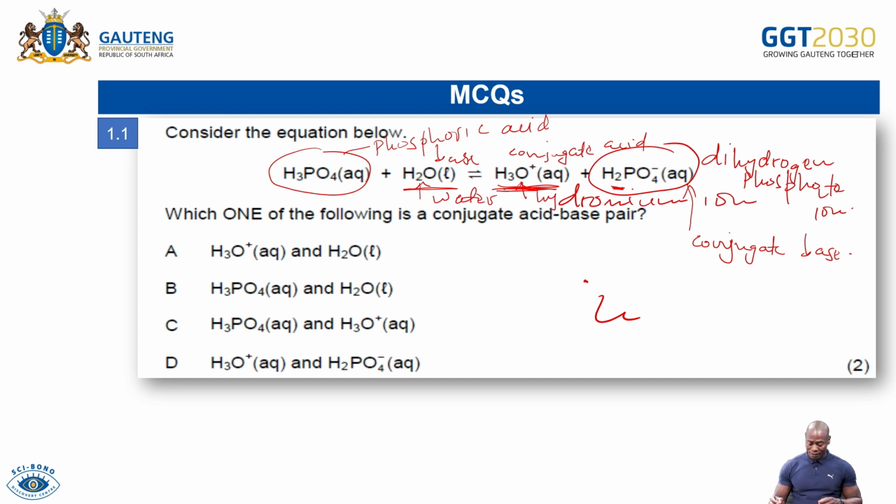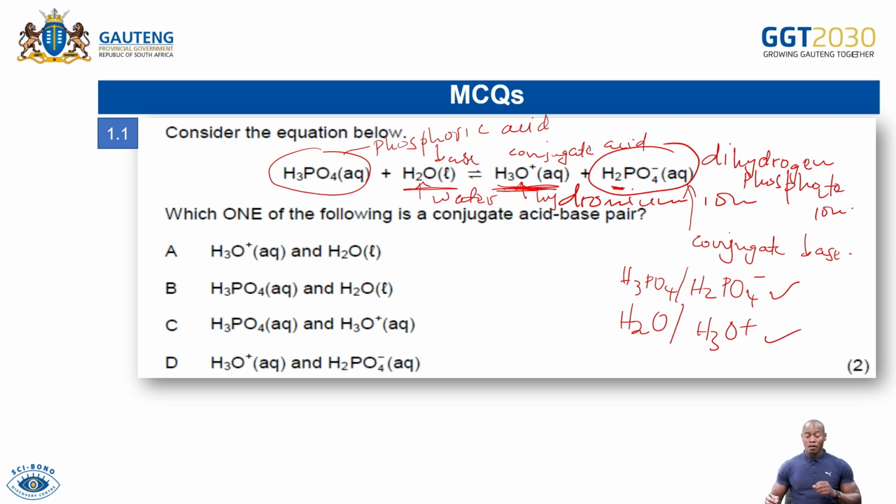So which one of the following is the conjugate acid base pair? Let's look at the reaction. You have your conjugate acid base pairs. It's H3PO4 to produce the conjugate base, which is H2PO4 minus. So that is the first conjugate acid base pair. Then the second one would be H2O to form H3O+. So this is conjugate acid base pair 1, and this is conjugate acid base pair 2. So let's look at the first option. These are the conjugate acid base pairs.